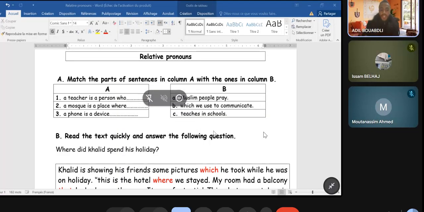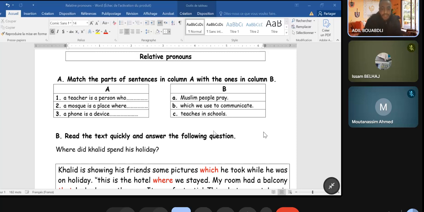So, this is the screen. Today's lesson is going to be about relative pronouns. Before we start, I'd like you to do activity one: match the parts of sentences in column A with the ones in column B. You have three sentences in A and three sentences in B, so you need to match them.